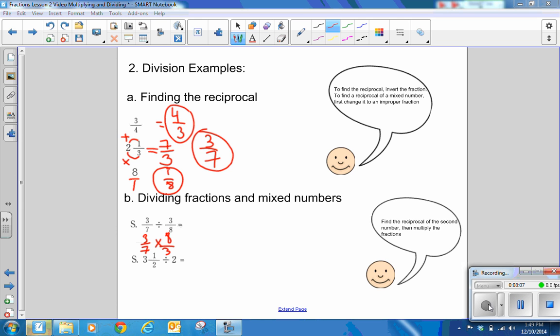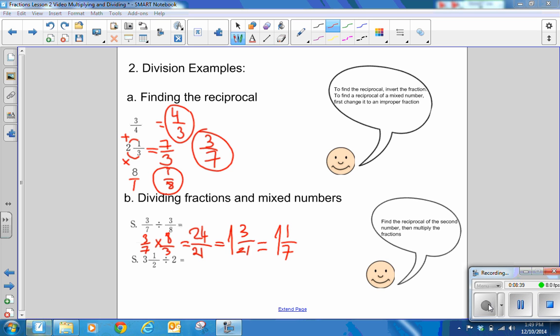So my answer will be 3 times 8, which is 24, and 7 times 3 is 21. And then I can turn it into a mixed number. How many times does 21 go into 24? It's 1, and I have 3 21s left over. Then I can simplify this fraction. So it's the same as 1 and 1/7.